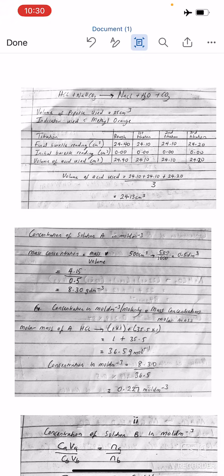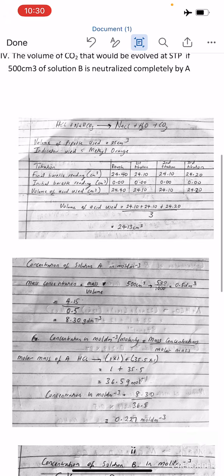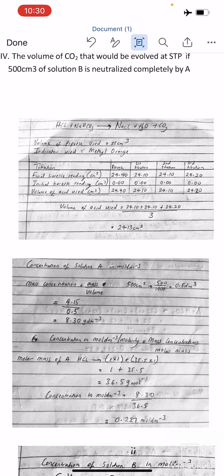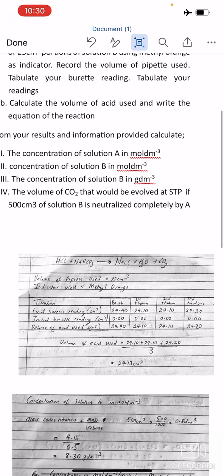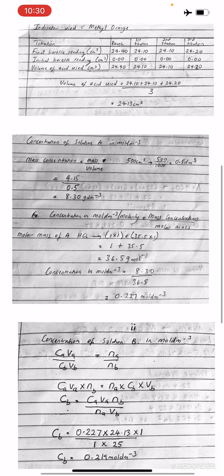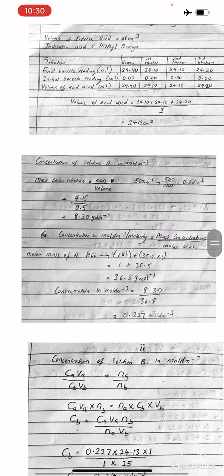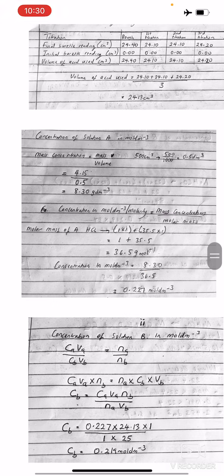Because if it is outside that range, you begin to lose some precious marks. So this is the equation of the reaction, and this is my table. Now let's look at the first thing that they ask us to find. That's the concentration of solution A in mole per dm³.